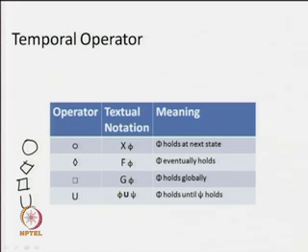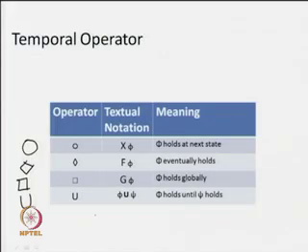In this case, your next state, future and your global, these are your unary operators. It is going to take one particular formula, but until is a binary operator, it takes two formulas and says talk about the meaning with respect to this formula.